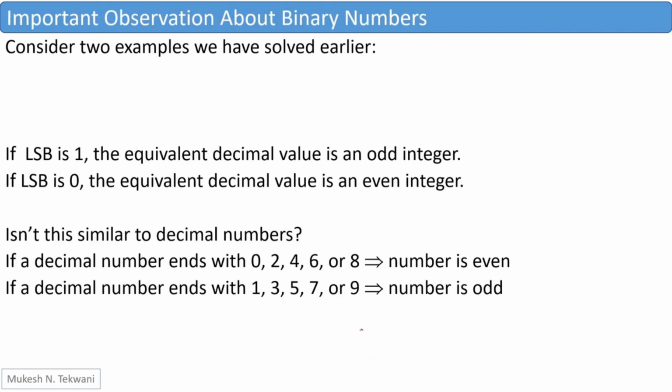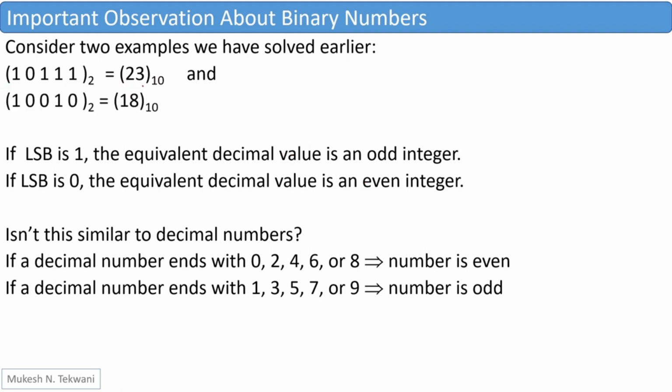Now, here is an important observation about binary numbers. Let us take the examples we solved earlier. This was the first example, 10111, and we saw that its decimal equivalent is 23. The next example was 10010, and its decimal equivalent was 18. Now observe this. In the first example, the least significant bit was 1, and the equivalent decimal number was an odd integer. So we have an important result. If the least significant bit of your binary number is 1, then the equivalent decimal value will be an odd integer.